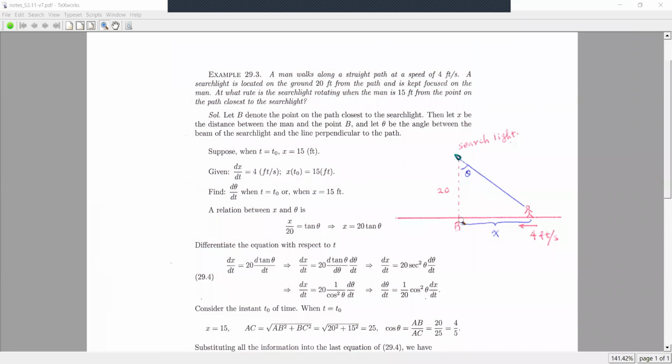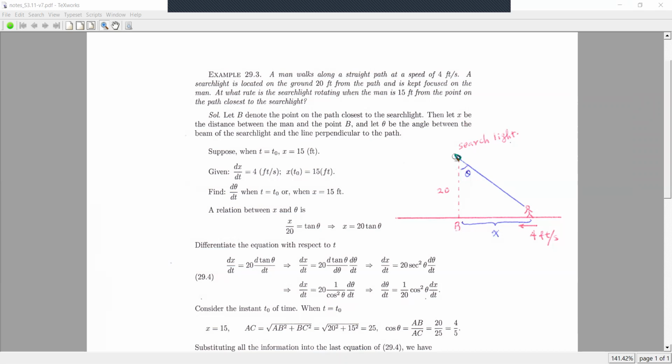Now, let me name this point by B. This point is the point on the path that is the closest to the searchlight. The distance between point B and the man is denoted by x. And the angle between the light beam and this line, which is perpendicular to the path, is denoted by theta.